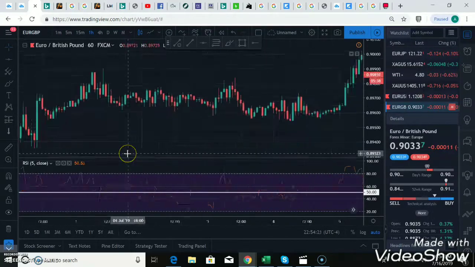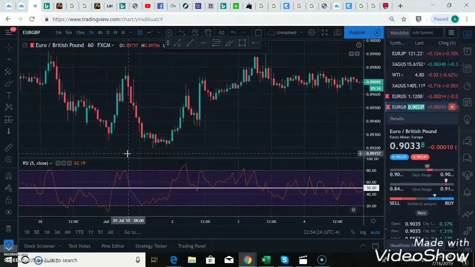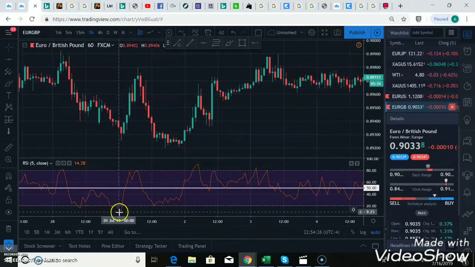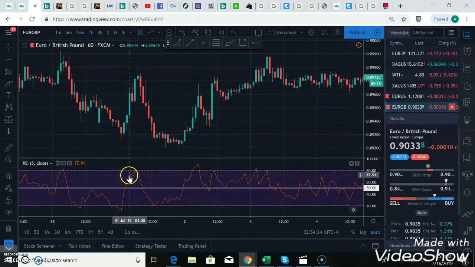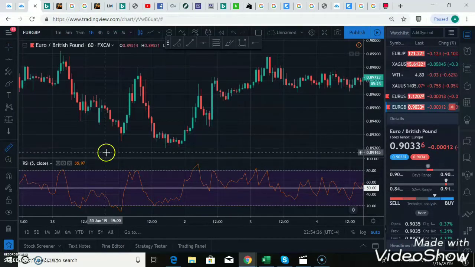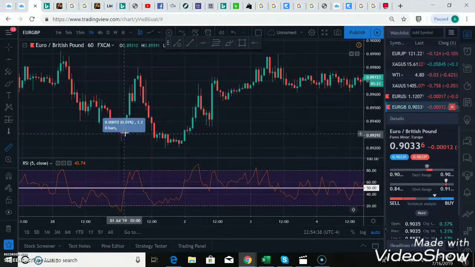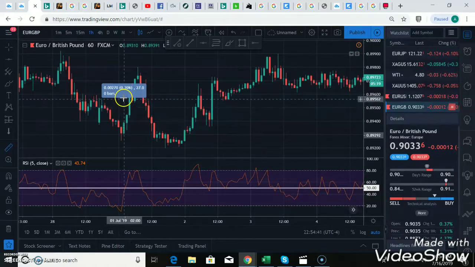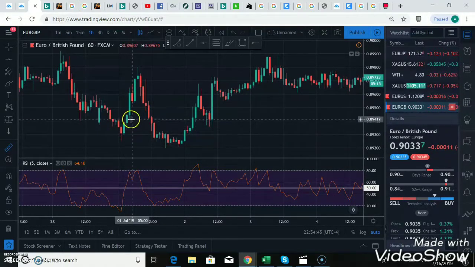So let's go back. Let's see. Right here. This RSI right here, it said it should be going up. So we ride it on an uptrend. Okay? And so if you did that, you would have collected about 33 pips. So that would be in 3 hours.